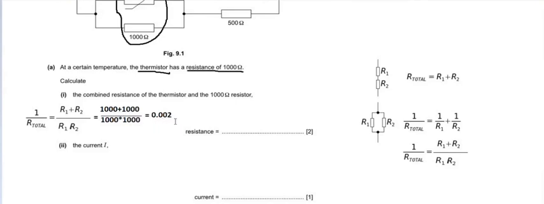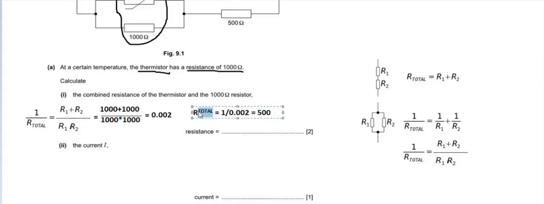Now this 0.002 is nothing but 1 by R total, and we need to find out R total. That's why we have to reciprocate it. So I will write over here, the R total is basically equal to 1 divided by 0.002. That is coming out to be 500 ohm.